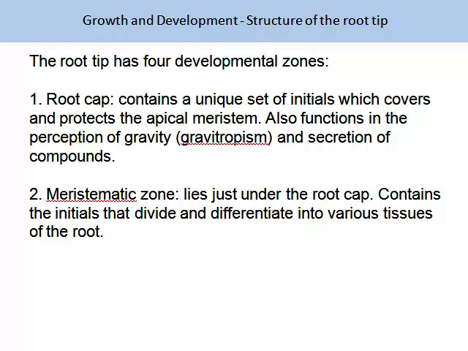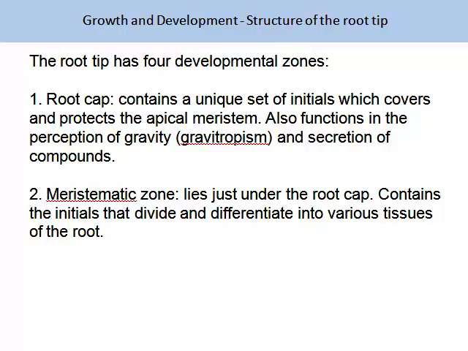The root tip has 4 developmental zones. In zone 1, the root cap. This contains a unique set of initials that covers and protects the apical meristem. It also functions in the perception of gravity, also called gravitropism, and the secretion of compounds.